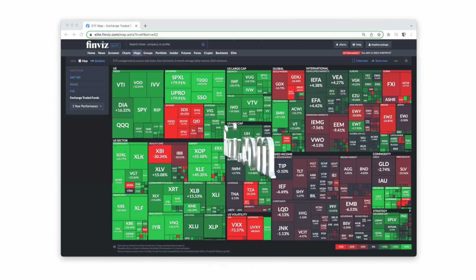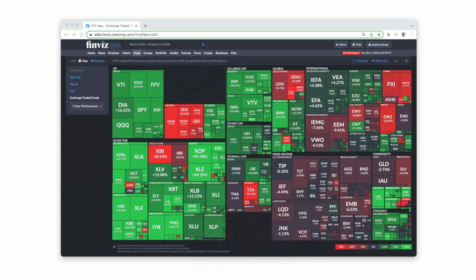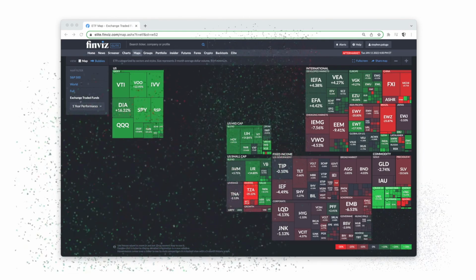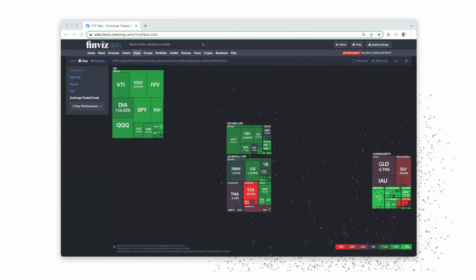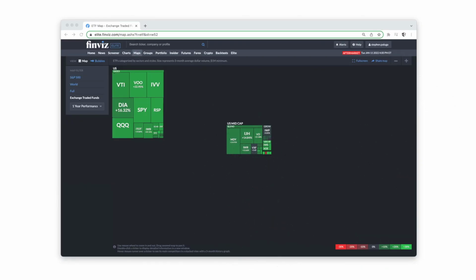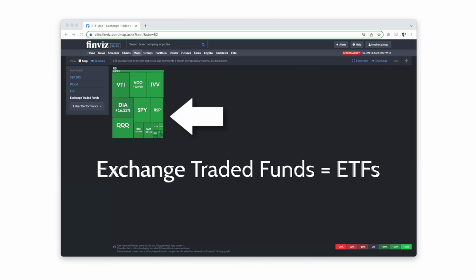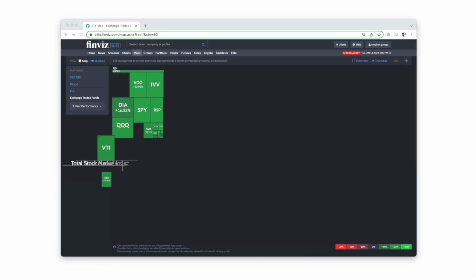Since this is a core position, we're going to rule out all leveraged, inverse, sector, style and strategy, international, bond, commodity, small and mid-cap investments. Which leaves us this block of exchange-traded funds, or ETFs, which all hold underlying shares of U.S. companies. VTI and ITOT are total stock market indexes, meaning they contain shares of thousands of U.S.